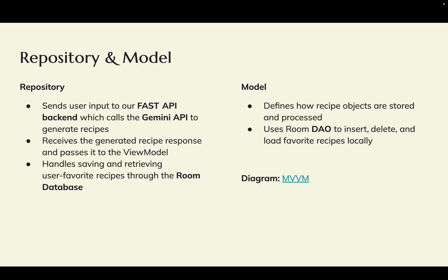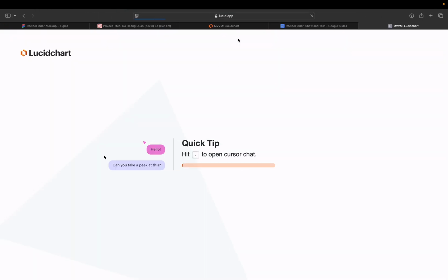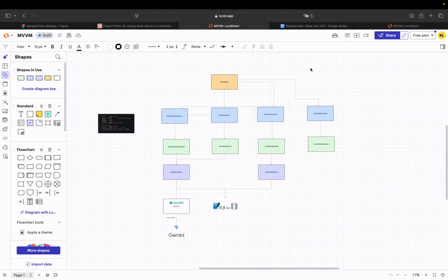The model defines what a recipe looks like. For example, we have title, ingredients, and instructions. It also includes the DAO that handles inserting, deleting, or loading favorite recipes from the local database. It might be a bit hard to understand if I just tell you like that, so I will show you the diagram that we have now.